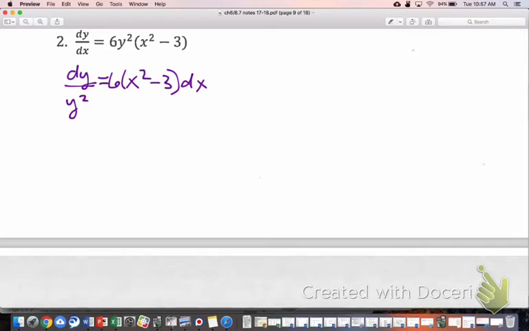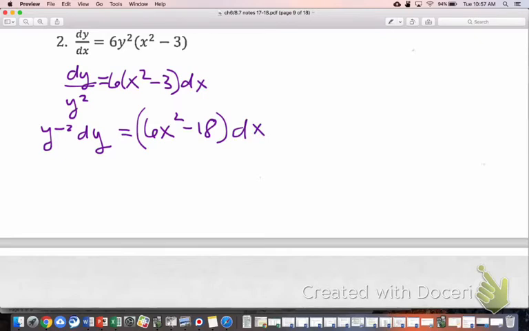Once you've done this, you might want to rewrite a little bit. You'd write y to the negative 2 dy equals 6x squared minus 18 dx. And remember, if you don't separate the variables, you get nothing. So please take the time to make sure you do it right.